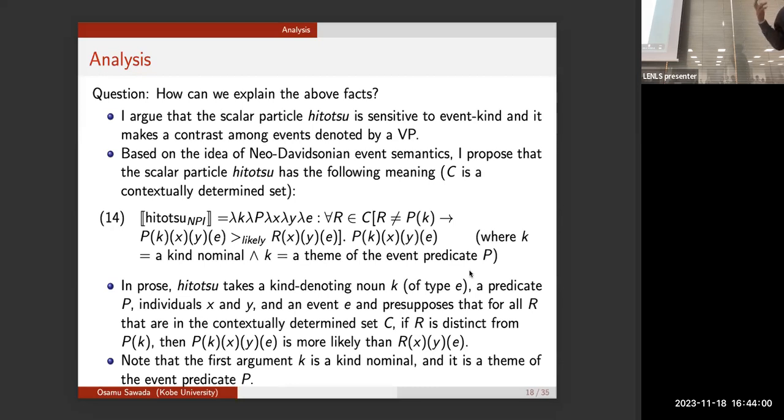So here, the set of alternatives will be like a property. It's not a proposition. Rather, it's a verb plus noun phrase. And here I also posited the additional restriction that K is a kind of nominal and it is a theme of the event predicate P. Okay.